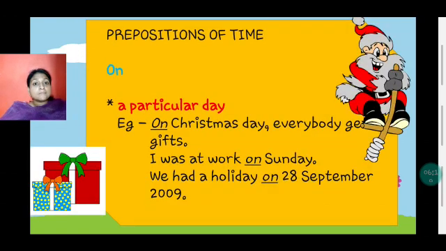Prepositions of time on. On means a particular day. On Christmas Day, everybody gets gifts. I was at work on Sunday. We had a holiday on 28th September 2009. So that means whenever you're talking about a particular day, we'll use on.